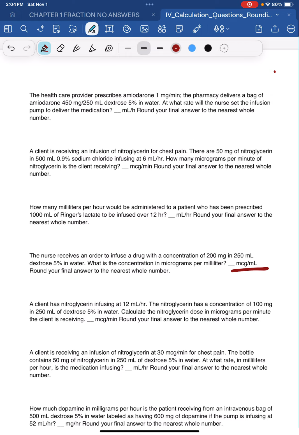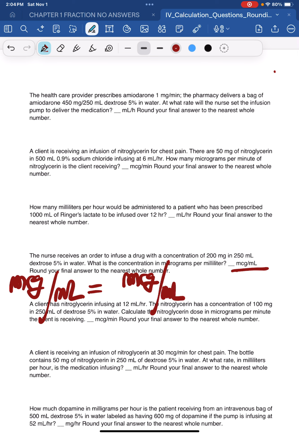Microgram per milliliter, what does that mean? Per stands for division. So microgram, you can see right here, per milliliter. It means you divide microgram by the value of milliliter. Look at the problem. Which one do you have?